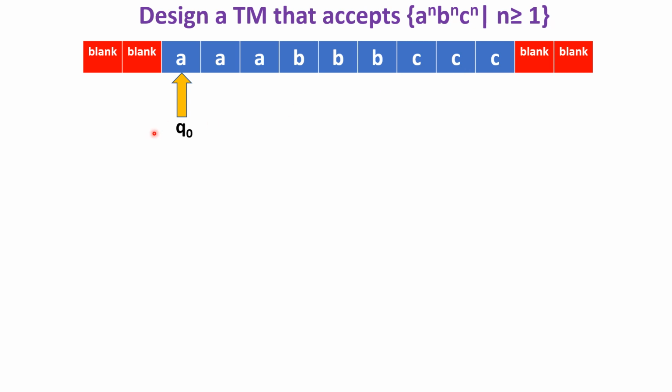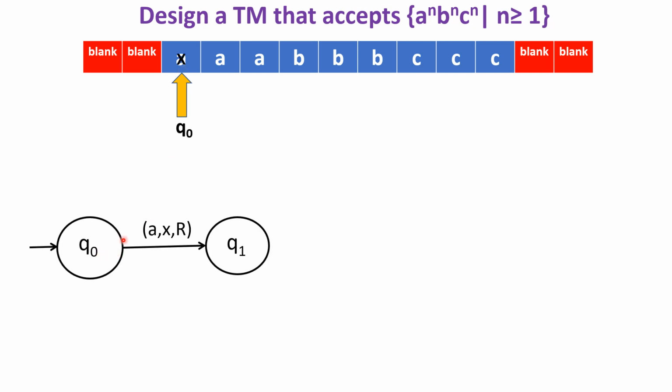Initial state Q0 pointing to the first symbol, that is A. At Q0, A is replaced as X. Move towards the right and change the state from Q0 to Q1. And go on moving towards the right, keeping the input symbols in the tape as they are, keeping the state Q1 until we come across the first B. So Q1 on A: keep it as it is, stay in the same state, move towards the right.